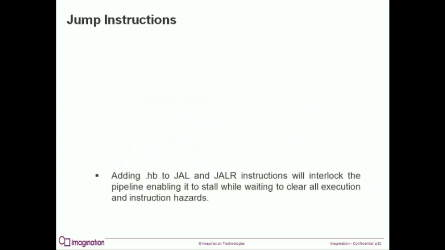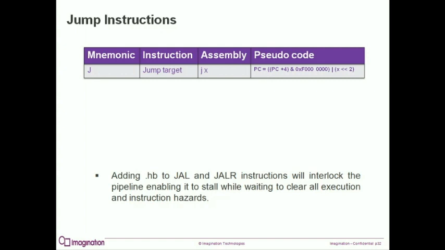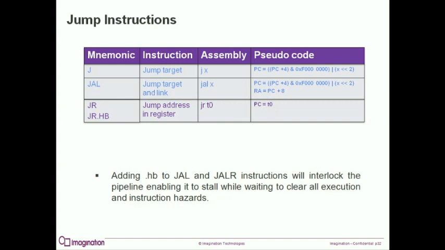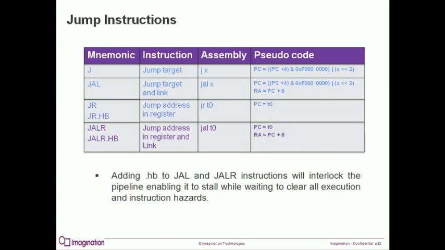To summarize the jump instructions, the jump instruction jumps to the address using an immediate value, the label supplied with the instruction. The jump and link instruction does the same as the jump instruction, and in addition it places the return address into the return address register. The jump register instruction jumps to the address in a source register, and the jump and link register does the same as the jump register instruction, and in addition places the return address in the return address register.